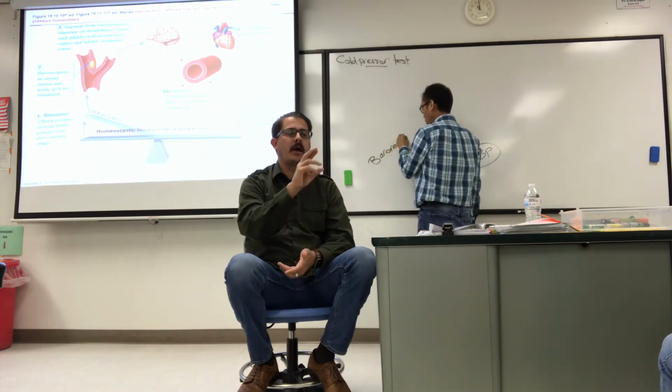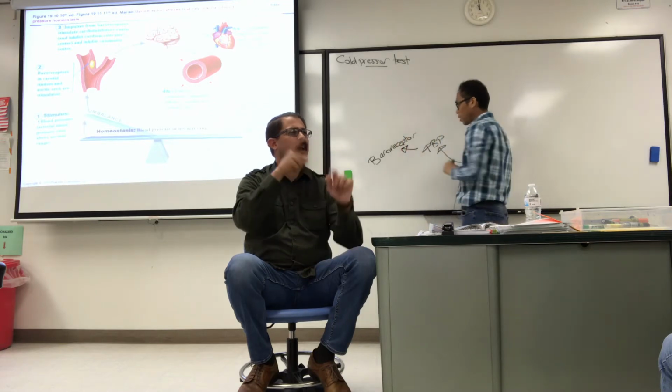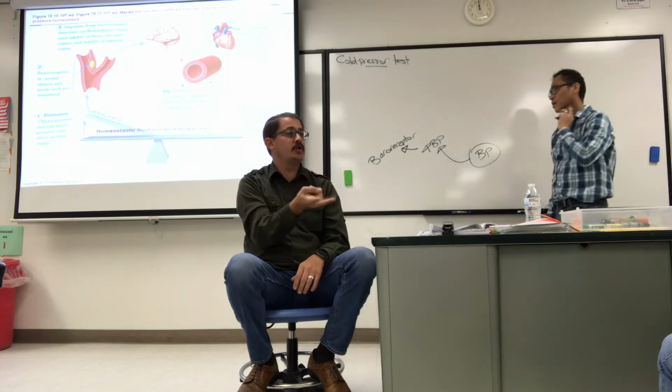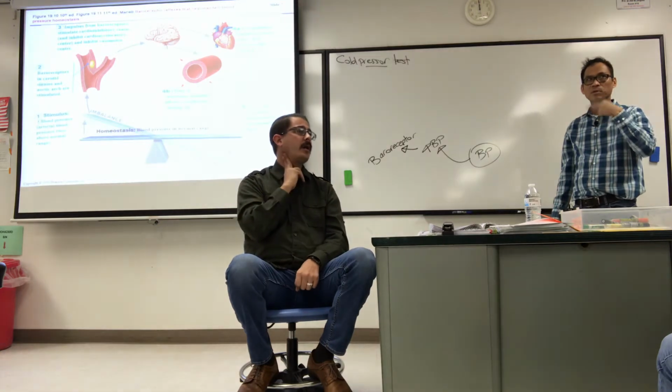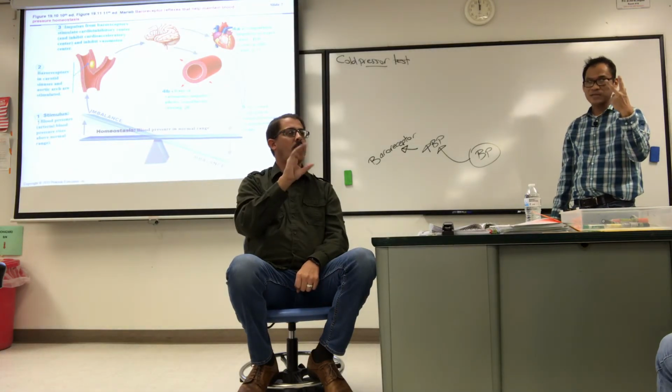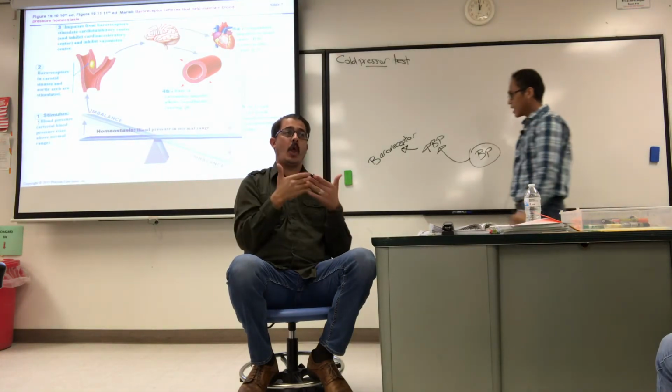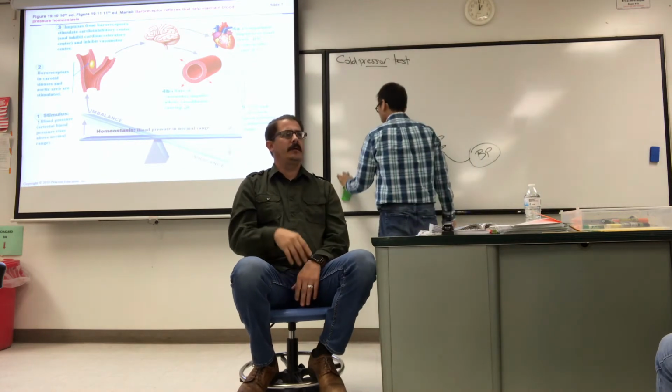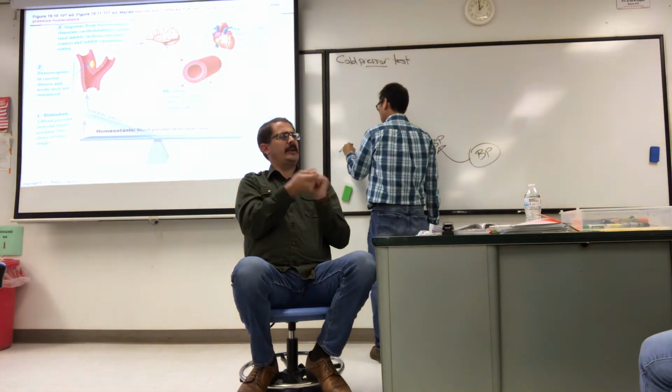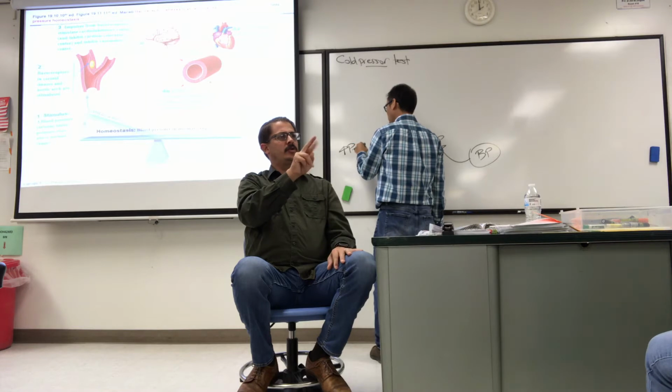Baroreceptor. At some point, I should have mentioned that the baroreceptors have two locations: the carotid sinus and the aortic arch. Those two spots, close to the heart. What's happening is they're detecting an increase in the transmural pressure. I'll just put P-trans for short.